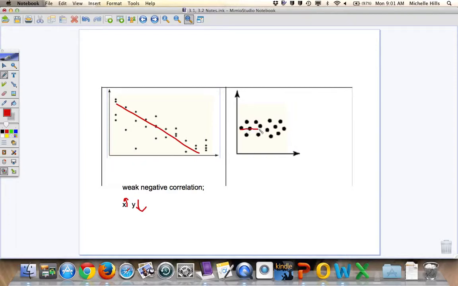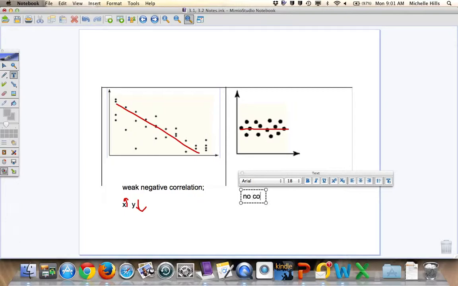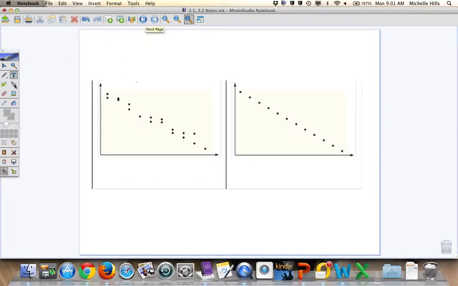This one, if I were to do a line of fit, it would be horizontal, which means there's no real relationship between x and y. Y is pretty much staying the same no matter what x does. So in this case, I would say no correlation. And if it's no correlation, I can't say how x and y change with each other. This one is certainly negative, but the points are much closer to linear, so strong negative correlation.